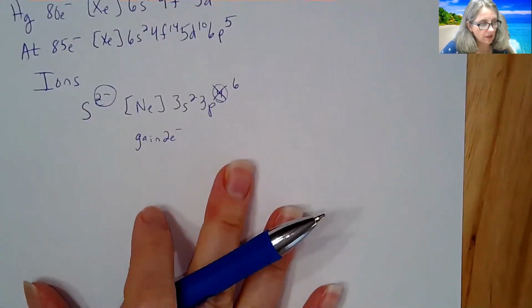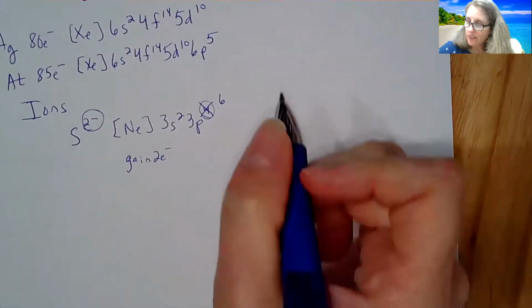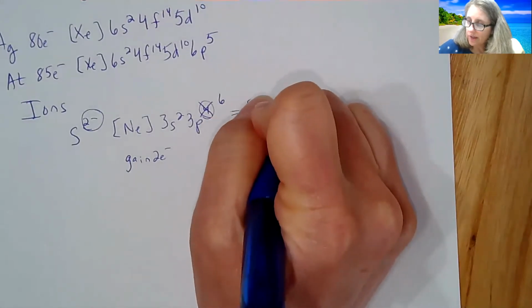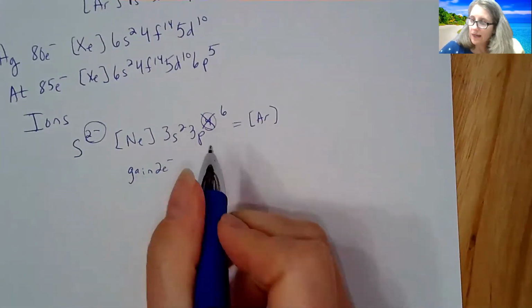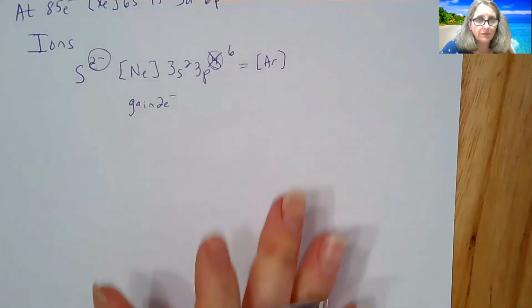So that is why it does what it does. It has the same configuration as argon. And that is a way you could write the S2- electron configuration.